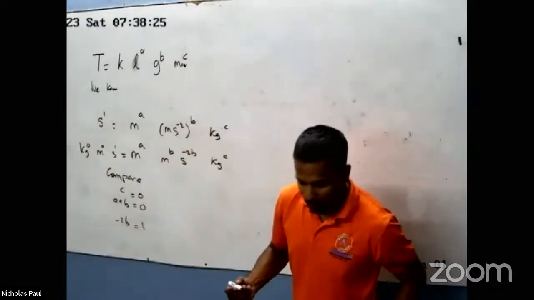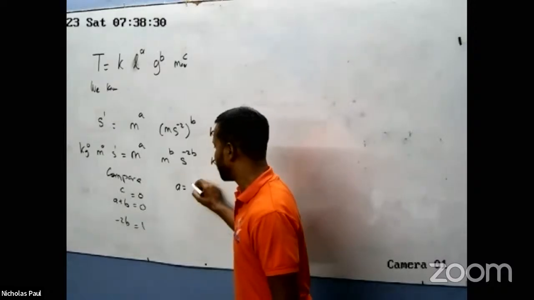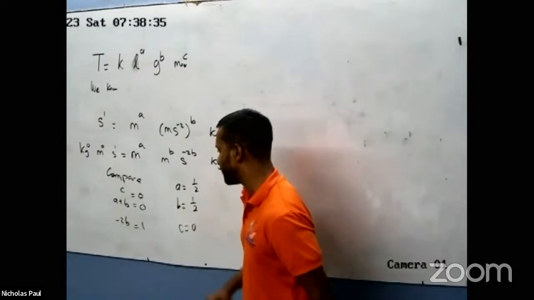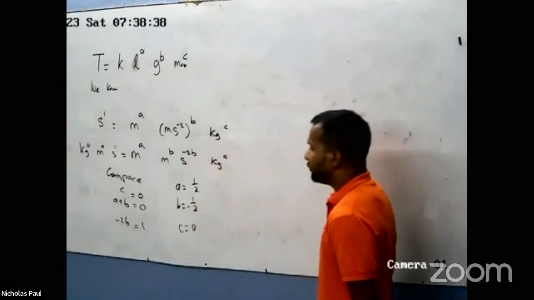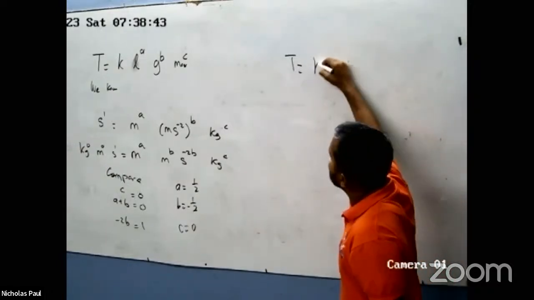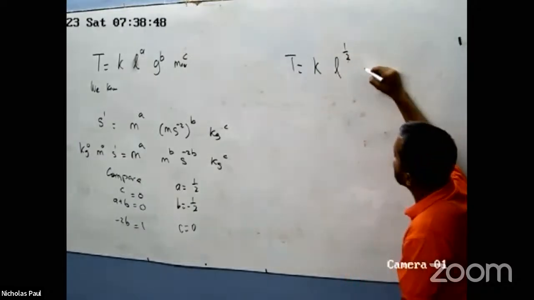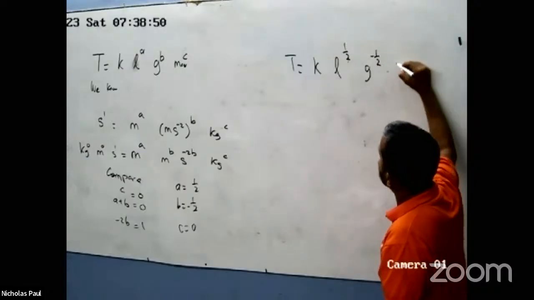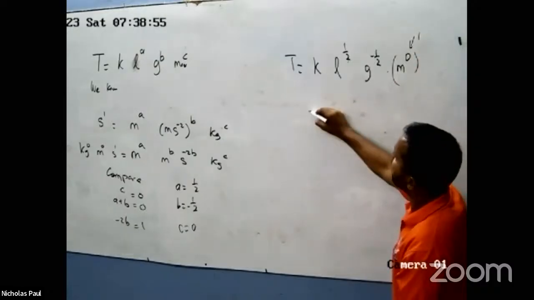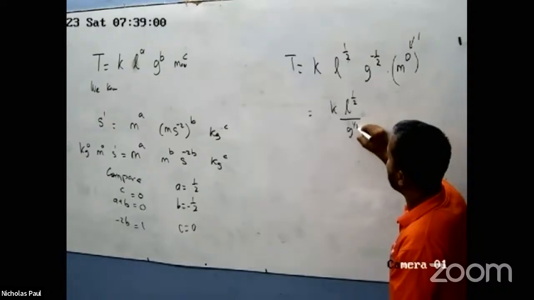All right, sorry about that. So A is what? A is a half real, a half unreal. Everybody okay with that? So here's what the equation will become. T is equal to K. A is what? A half gravity and right, m to the power 0 is 1, right? So the equation becomes K L to the half over G to the half.